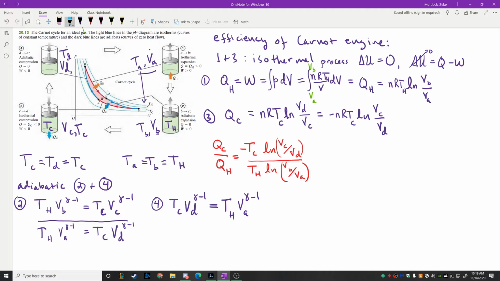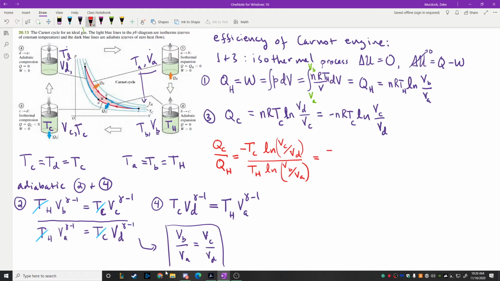Then the temperatures cancel. And the whole system is to the same power, which means you can get rid of the power as well. So you get a really nice simple relationship out of this, which is that VB over VA is equal to VC over VD. And then we take this and plug it into our equation up here to eliminate the logs, basically. I guess I can do that step just in case.